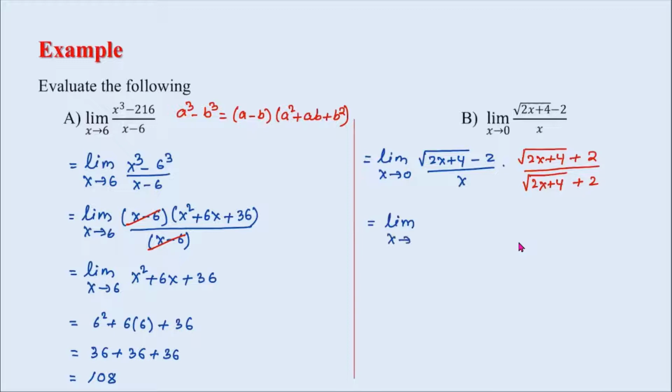Limit as x approaches 0. Now, if you look at the numerator, we have this quantity minus that same quantity, but plus that. So it is like a minus b times a plus b, which will be a squared minus b squared. So it will be the square root of 2x plus 4, squared, minus 2 squared. And in the denominator, multiplying denominator with denominator, it is x times the square root of 2x plus 4 plus 2.